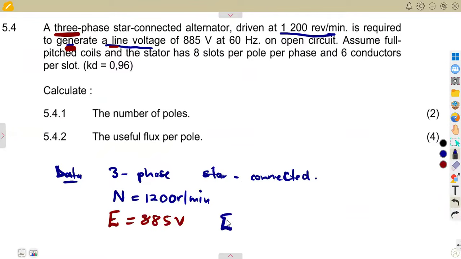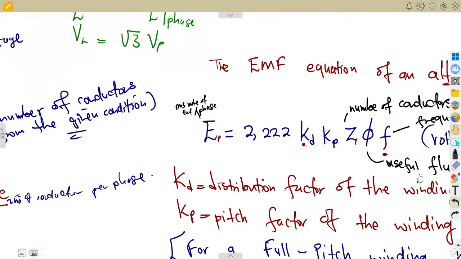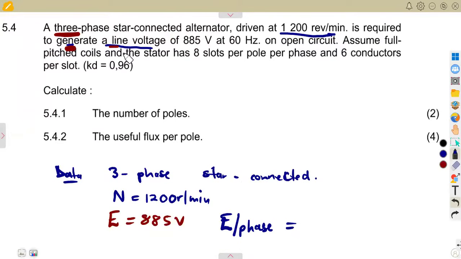So what about E per phase? Because the E per phase is the one that I need on the formula. The formula here does not take the E of the line. The formula, I said, takes the E per phase. This E is the RMS value of the EMF per phase, not the line voltage, but it must be the phase generated EMF. So we saw that it is E over the square root of 3. So that is 885 over the square root of 3. So this is the one that you need.